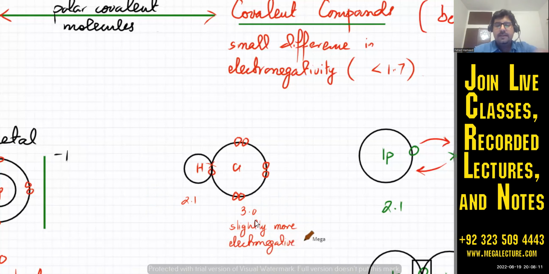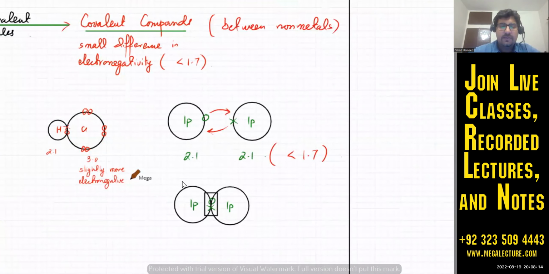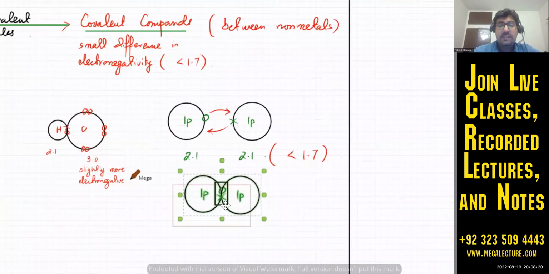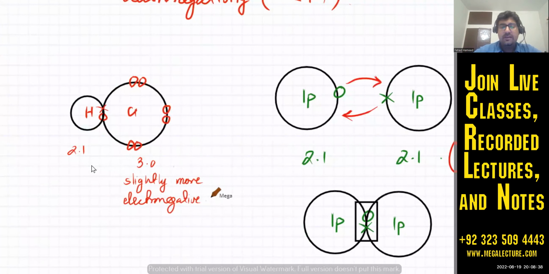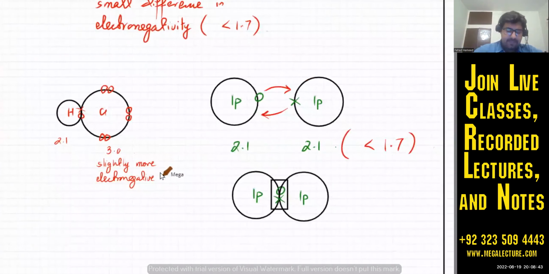So this earlier case was a perfectly covalent molecule because both atoms had equal electronegativity, 2.1 each, which means they pulled the electrons with equal force, so the electrons were exactly in the middle. But in this case, the electronegativity difference is still small, so it is a covalent molecule, but one of them is slightly more electronegative. So the electrons are not exactly in the middle.